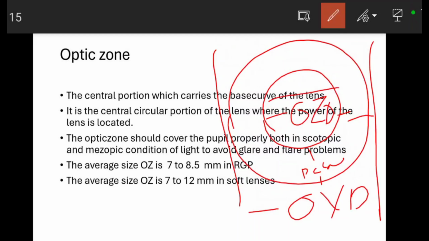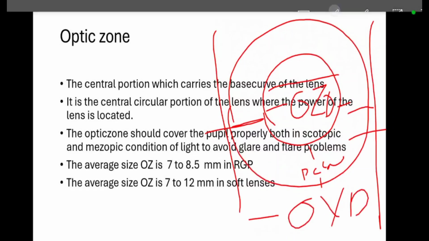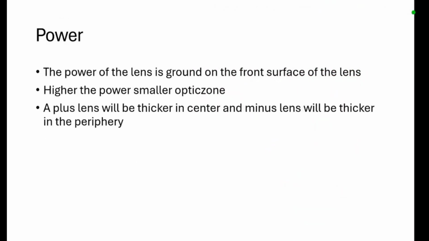In order to get that, we can do one thing: overall diameter minus peripheral curve, and we will get the optic zone diameter. It is always specified in millimeters. Okay. Next is power, the power of the lens.